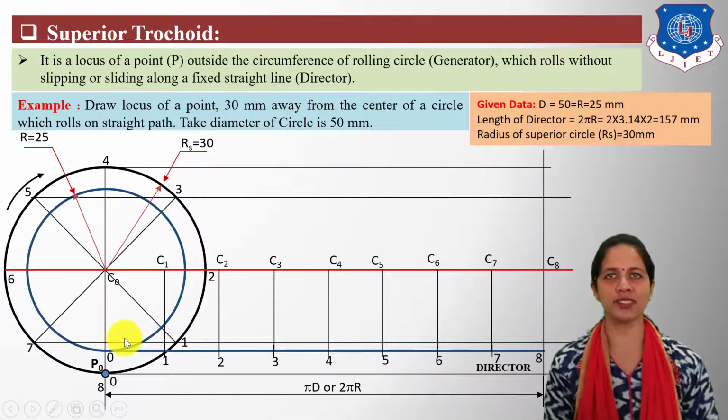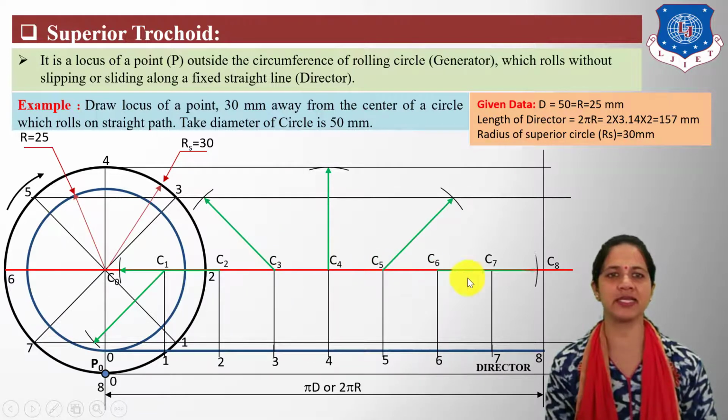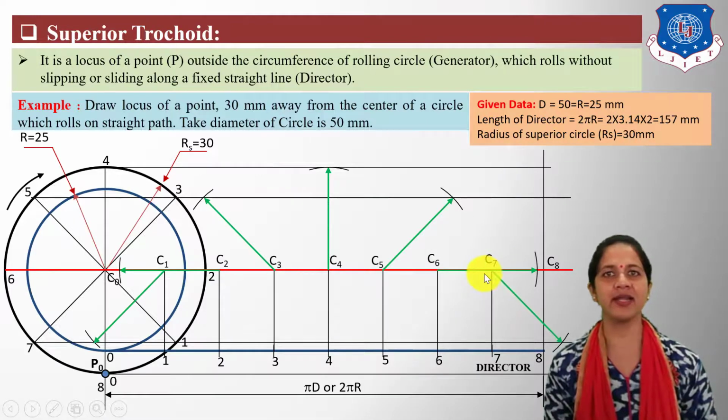Now for finding locus points of superior trochoid, take radius equal to the superior circle, 30 mm, center C1, and cut an arc on number one straight line. Similarly, take center C2, radius equal to the superior circle, and cut an arc on number 2 horizontal line. Similarly, take centers C3, C4, C5, C6 and C7 and cut arcs on the particular number horizontal line.